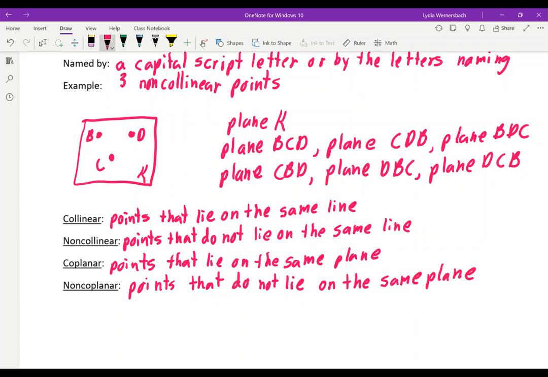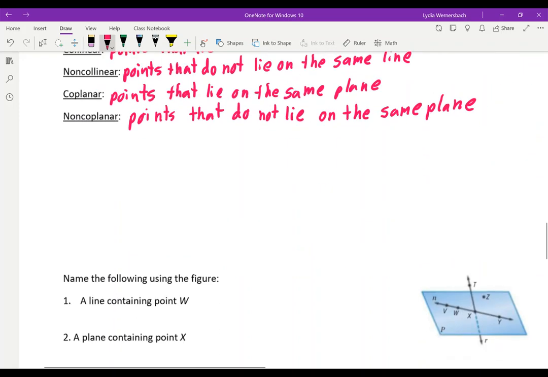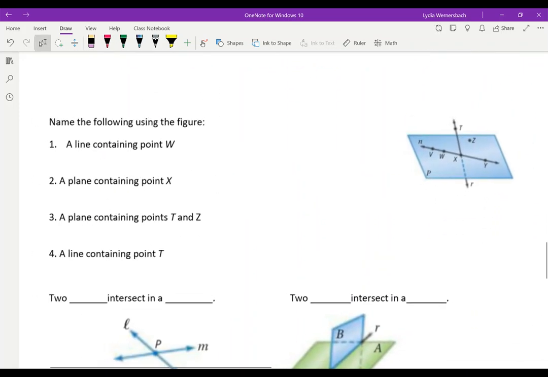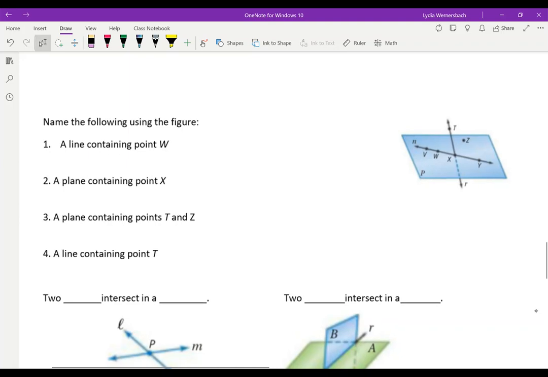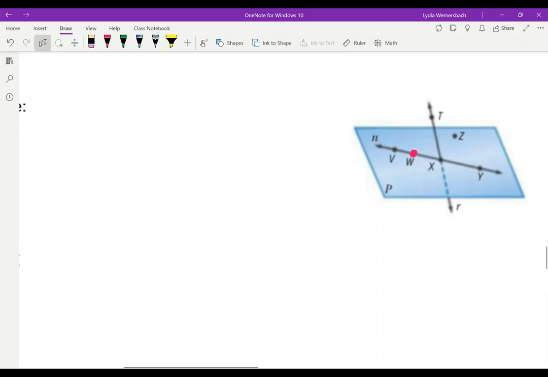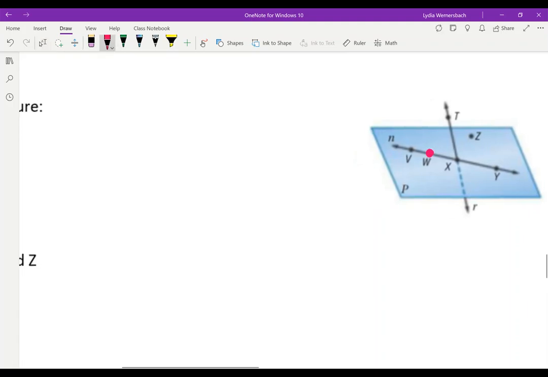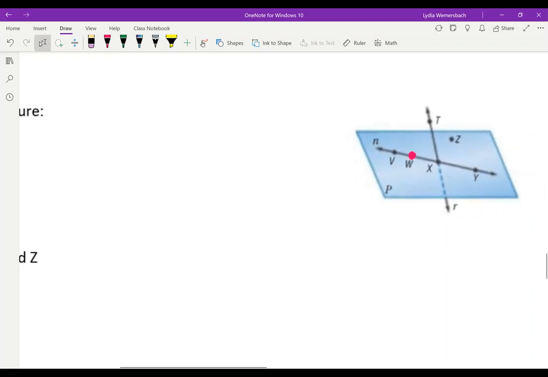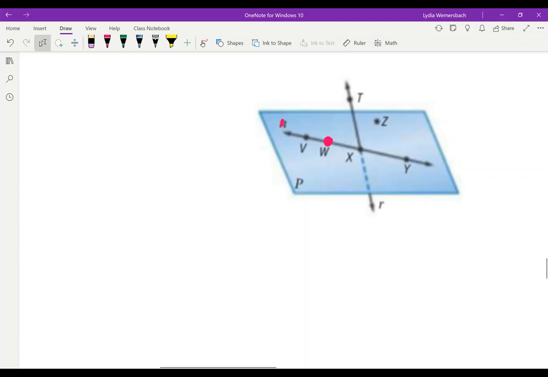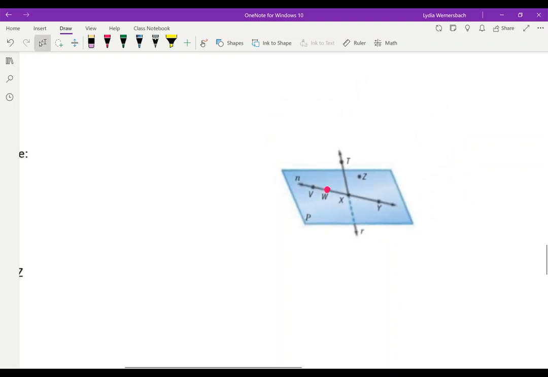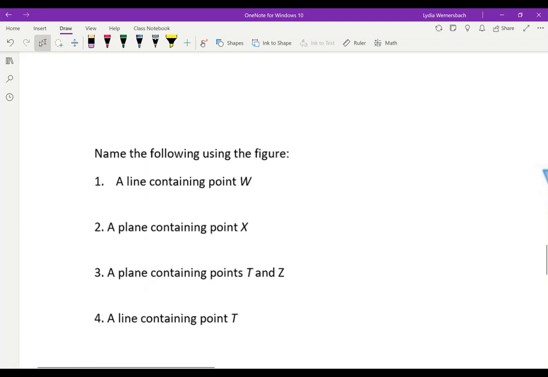Okay. So let's get into some examples then. So we are looking at this figure over here, and it says we want to name the following. So we want to name a line containing point W. So we're looking here, we see that we have point W. So we have a lot of options for names. It says we only need to name one. I'm going to name more than one just so that we can have some examples. So again, we see this little lowercase script n here, right? There is no point next to that n, so that's indicating that the entire line could be called line n.